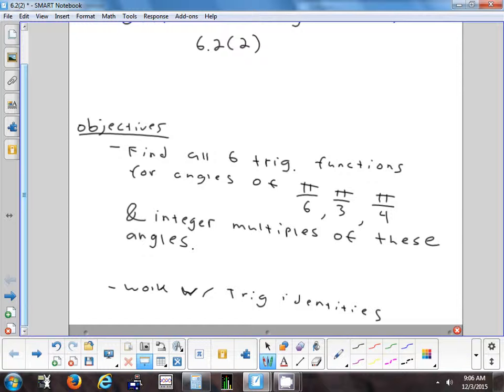What did you say those were? This is 30. This is 60. This is 45.